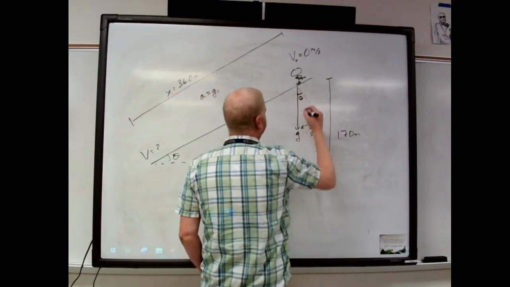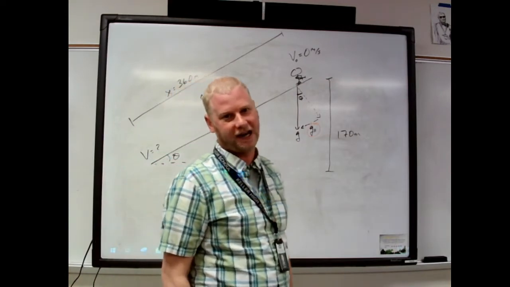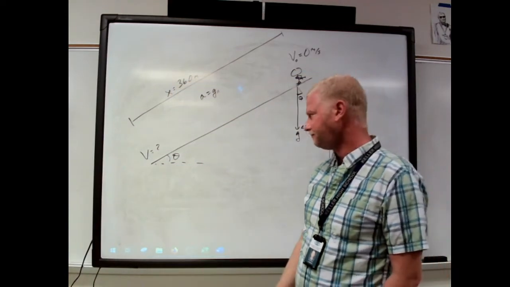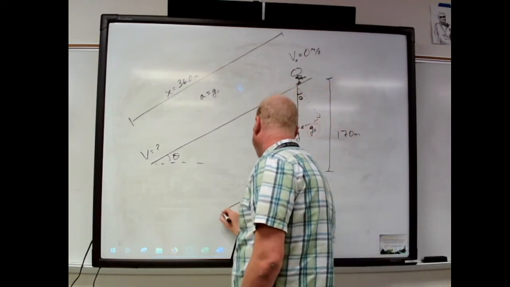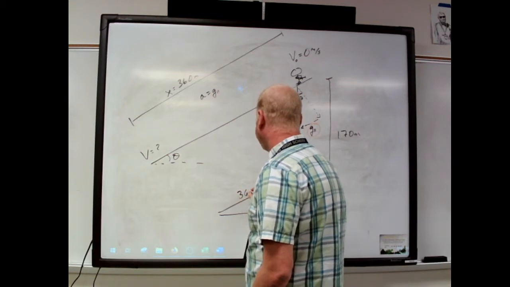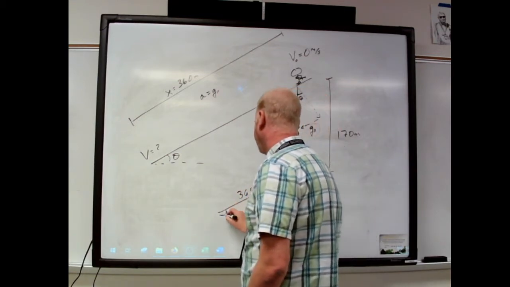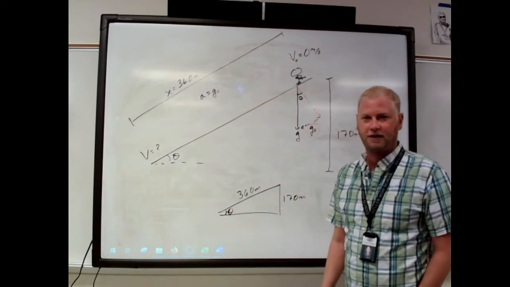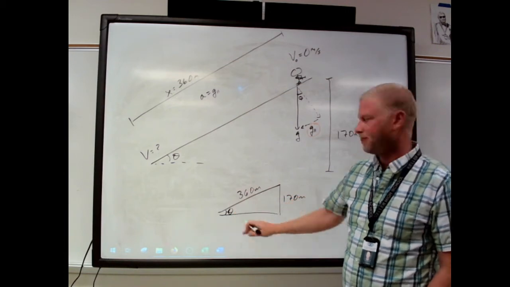Now we're missing something important, right? We don't have the angle of the ramp. We don't know how steep the mountain is. But we are given two distances. We're given a distance of 360 meters. We're given a distance of 170 meters. Using this information, we can find our unknown angle theta, right?